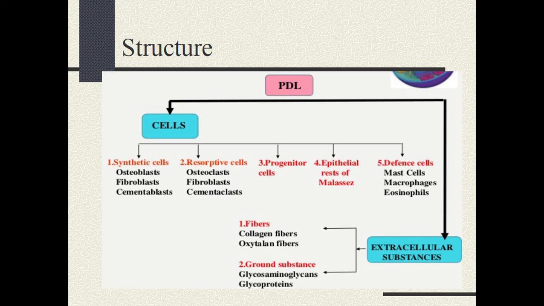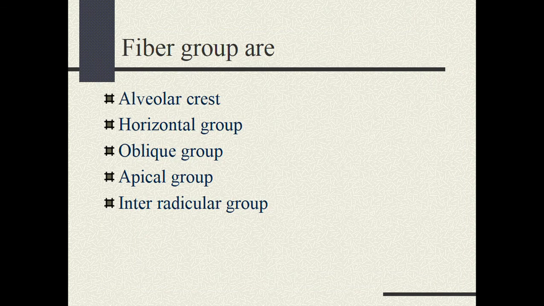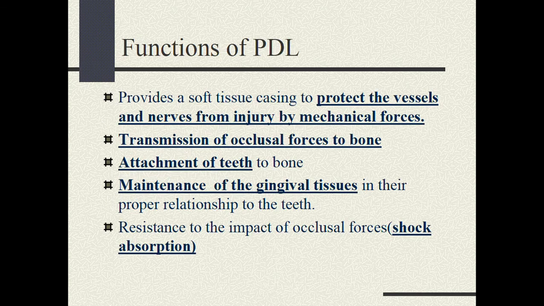Structure: it is very easy to draw this flow chart and very easy to remember. All the structures are included in it: extracellular substance and the fibers present in the periodontal ligament, alveolar crest, horizontal group, oblique group, apical and interradicular. Now coming on to the functions.